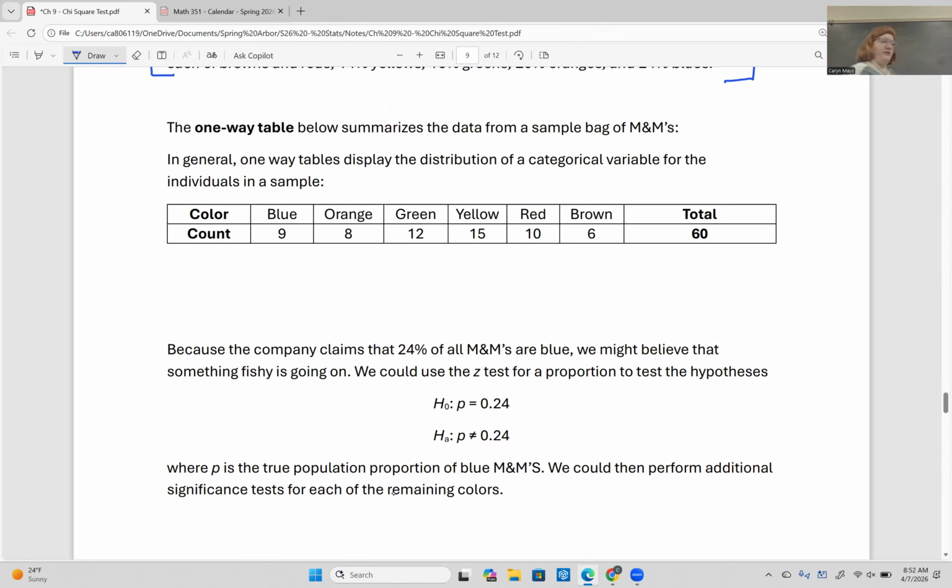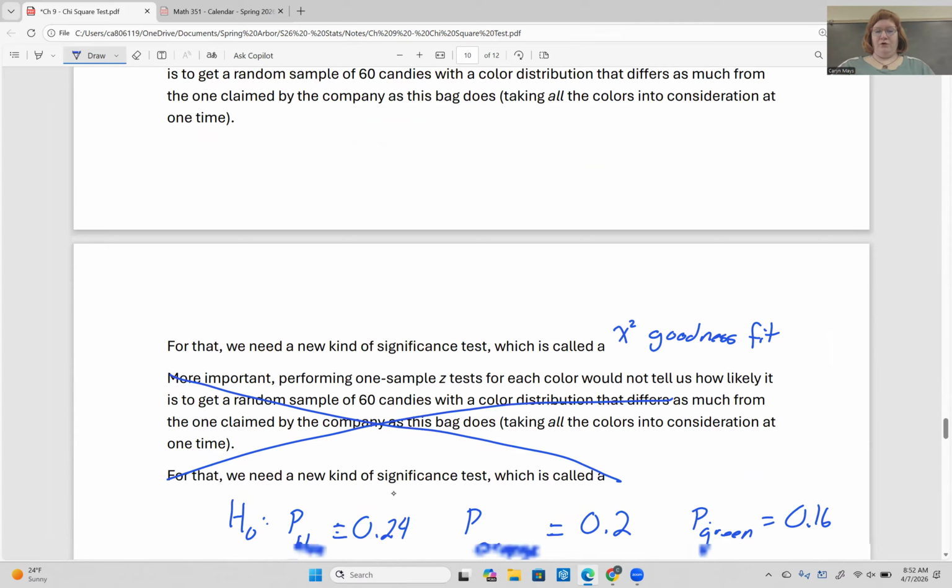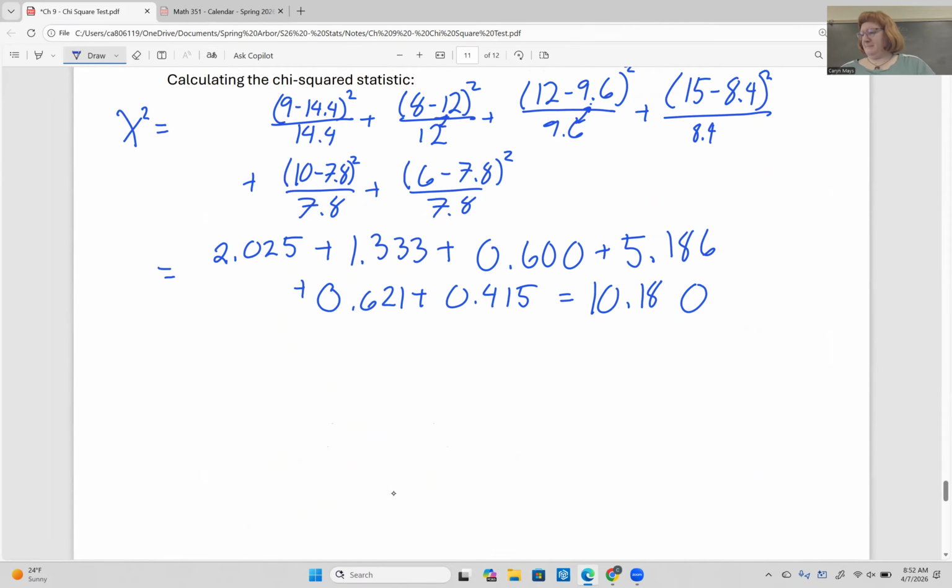6. So the degrees of freedom would be, we always subtract 1, so 6 minus 1, 5. It's just we don't subtract 1 from the number of rows because that would be 0, and we don't want to multiply by the 0. All right, so degrees of freedom is 5. Our chi-square statistic is 10.180.